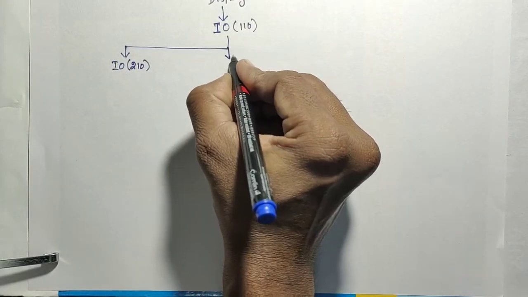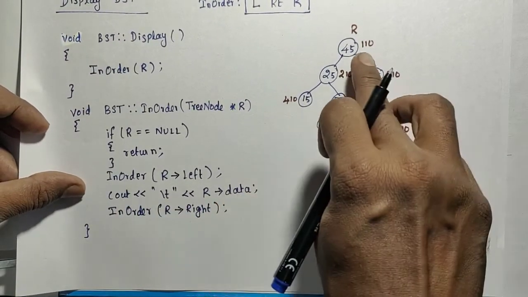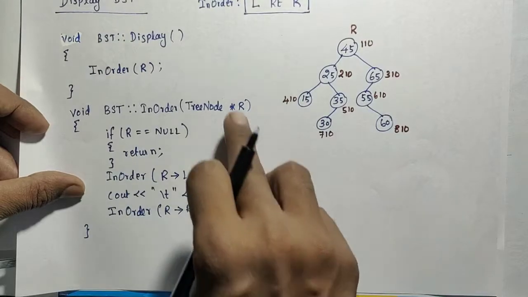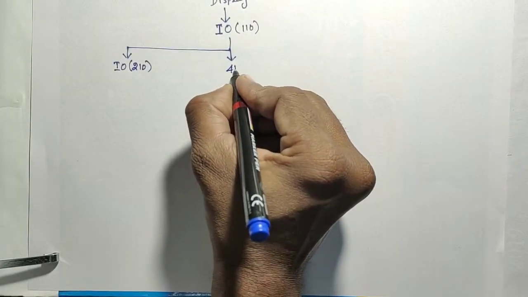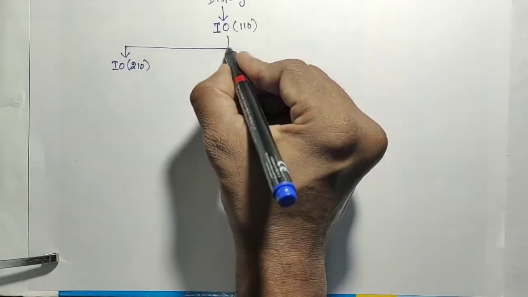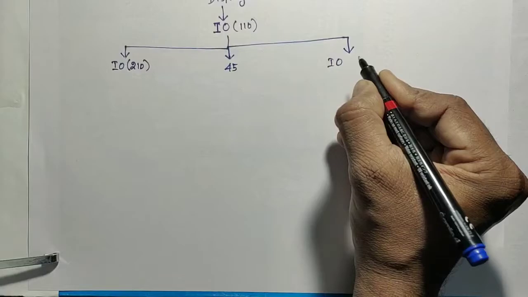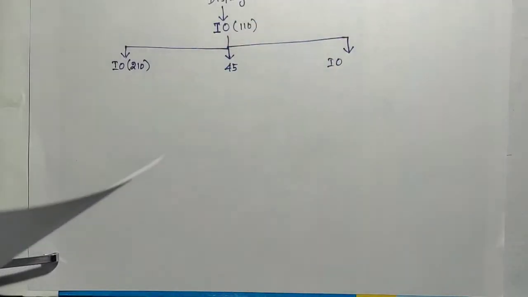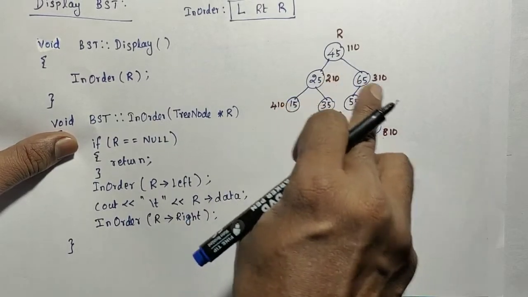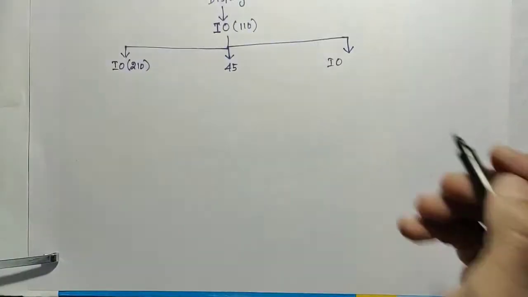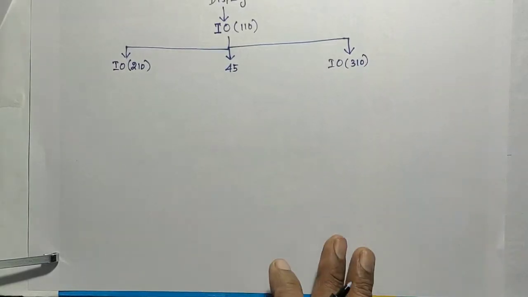Then I need to print the data. R of data is 45, so 45 needs to be printed. Then the third statement is in order of root of right. Root of right is 310, so I have to call IO of 310. Like that we have to write.